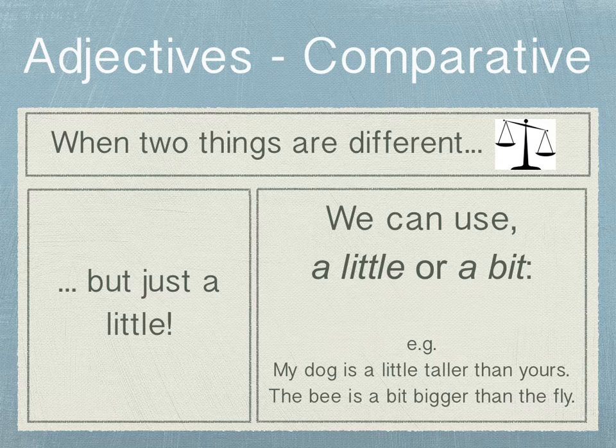Look at these examples. My dog is a little taller than yours. Or the bee is a bit bigger than the fly. It's just a little bit, so the difference is not big, so we add these 2 words, a little or a bit, to our comparative adjective.